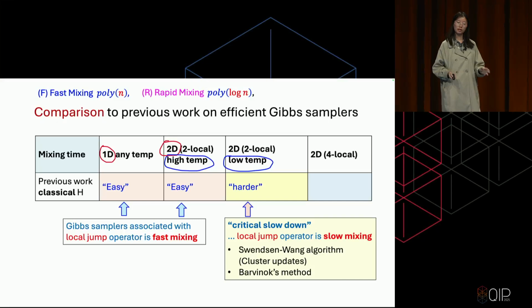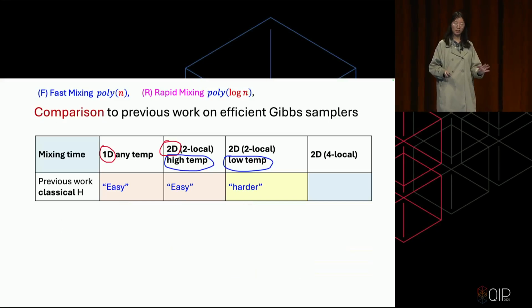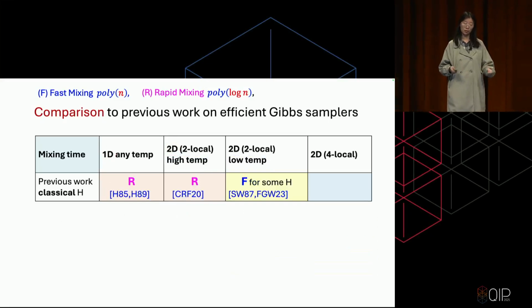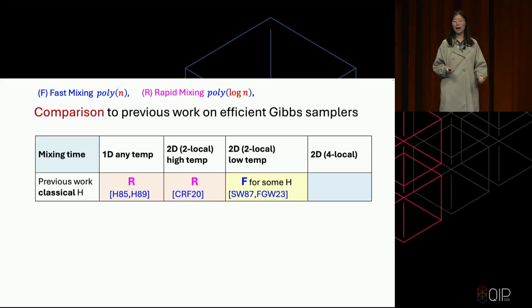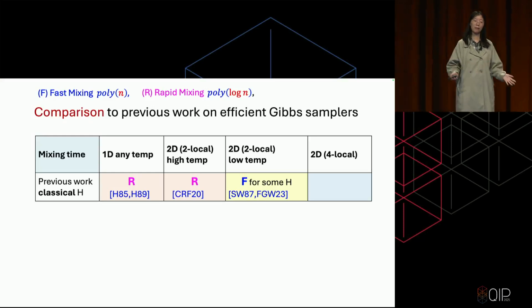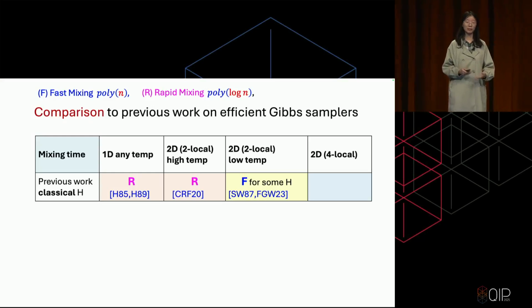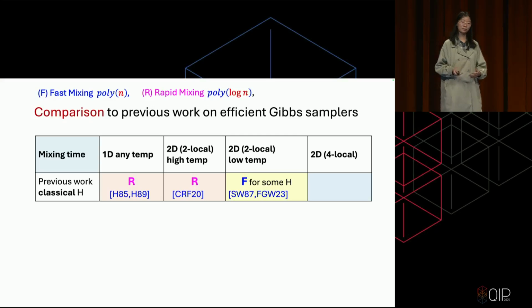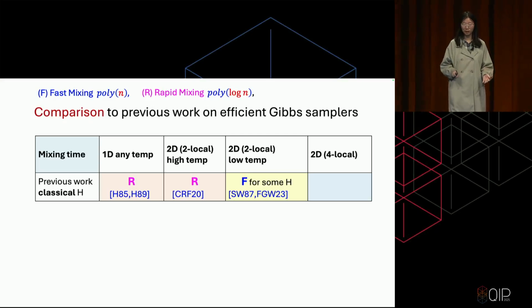But anyway, for the classical case, both regimes are well studied. For the easier regime, they can prove rapid mixing. And for the harder regime, at least for some Hamiltonians, they can get fast mixing results by designing some more clever way of choosing jump operators. So that's the case for classical.